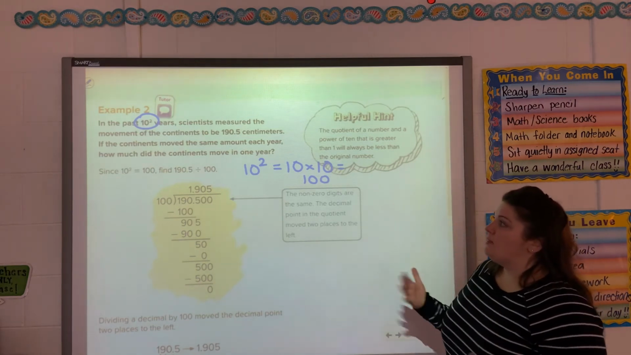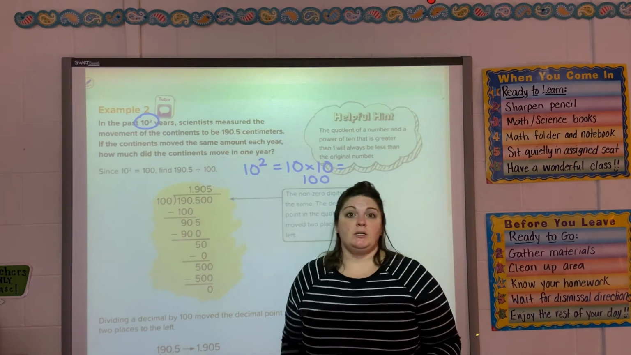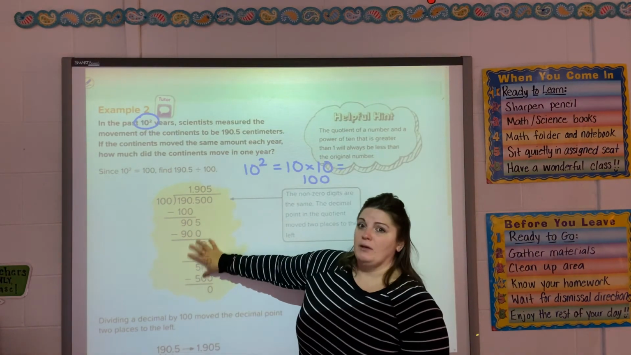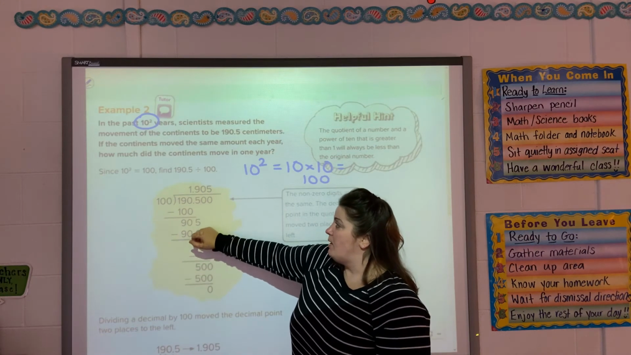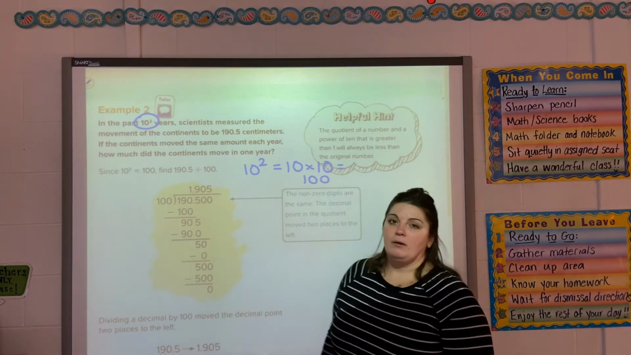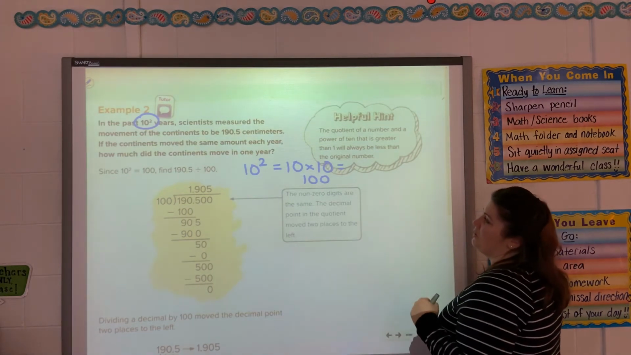So if we cut that up, if we make it the same amount each year, how much is it in 1 year? So one way is to do long division. No thank you, I don't feel like dividing 190.5 divided by 100 using long division. Okay, I love long division, so I probably wouldn't mind that. But there is a faster way to do this.